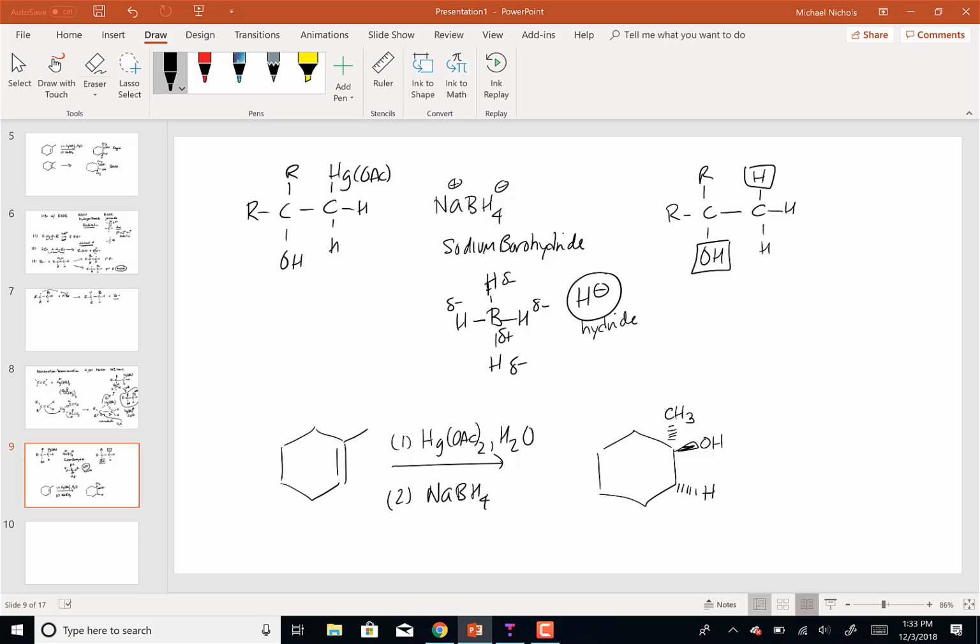Now, all the rules about stereo and regio selectivity are still in play. So for this reaction, is it regioselective? If I added the OH to the bottom carbon and the H to the top carbon, would I get a different product? Yes. Did I select one over the other because the reaction's Markovnikov? Yes. So this is regioselective.